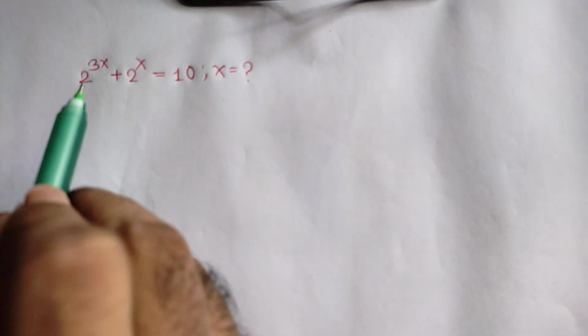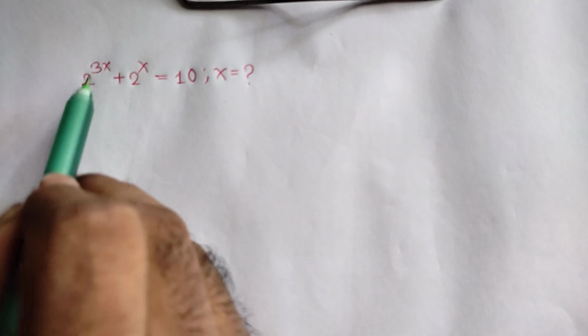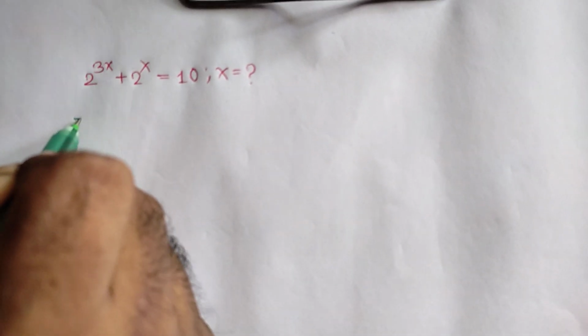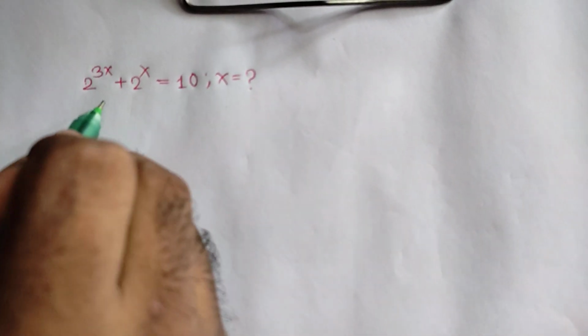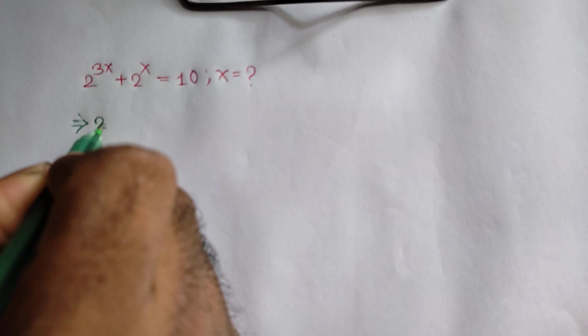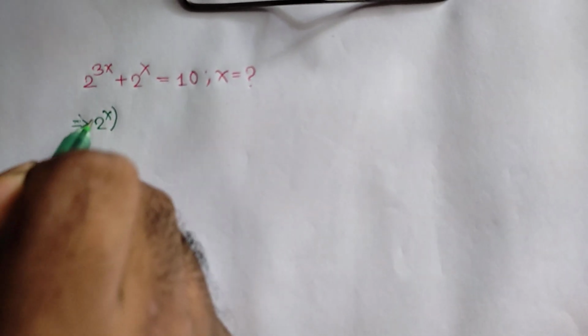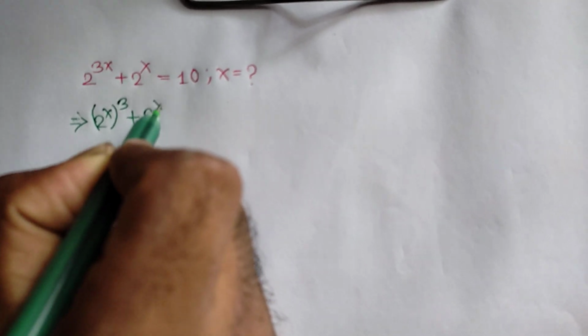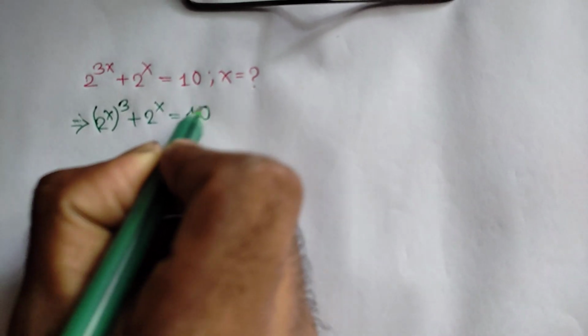Hi everyone, in this video I am going to show how to find the value of x where 2 to the power 3x plus 2 to the power x is equal to 10. Here we can write (2 to the power x) whole to the power 3 plus 2 to the power x is equal to 10.